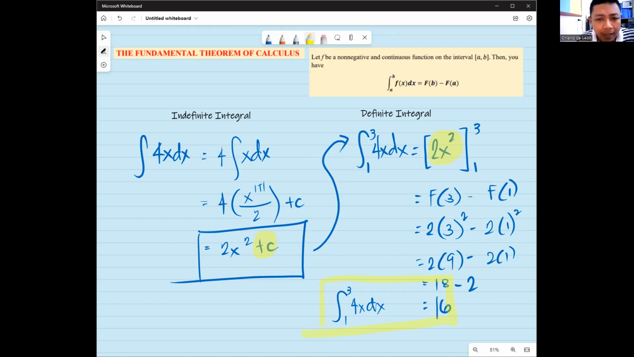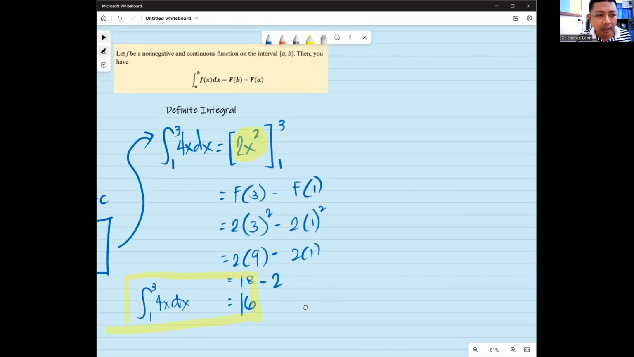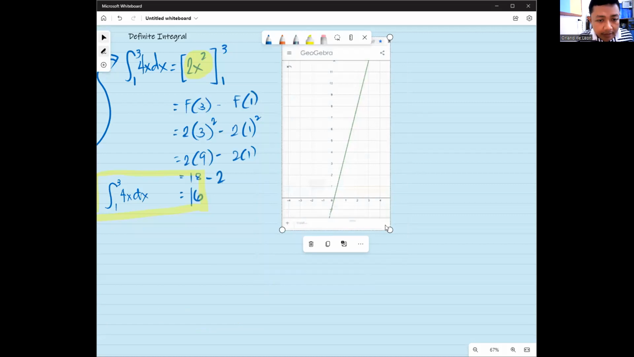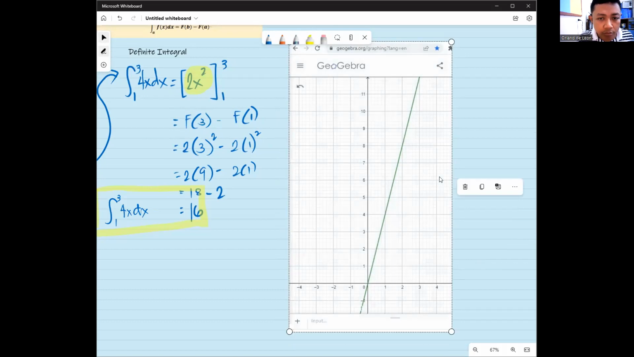Okay. Now, how is that in the graph? Let me just show you this so that we will understand what we are talking about. Let me take a screenshot of this. Actually, I graphed this using GeoGebra. Just search graphing calculator in Google. GeoGebra is one of the commonly used sites to identify the graph of a given function. So let me just share this.